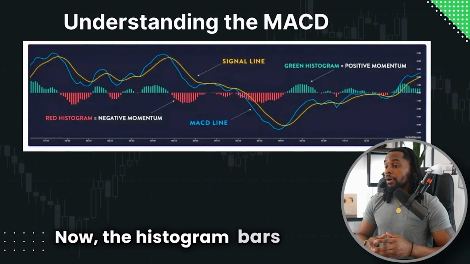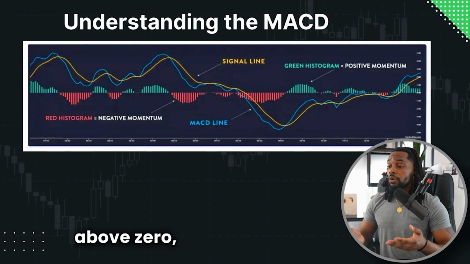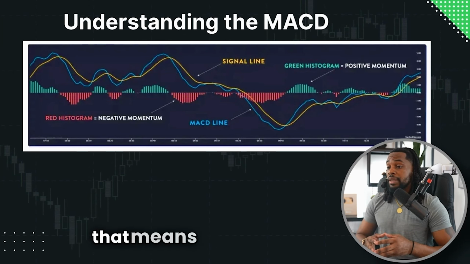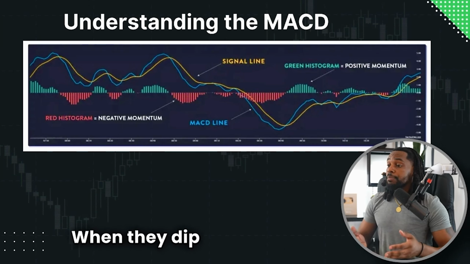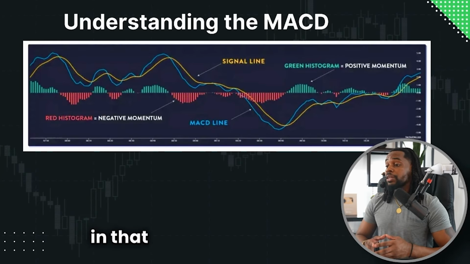Now, the histogram bars make this easier for you to visualize. When they start rising above zero, it shows that the momentum is turning bullish, or as you can see, that means that it's turning green. When they dip below zero, it's bearish, or it's red. The taller the bars get, the stronger the momentum is in that direction.